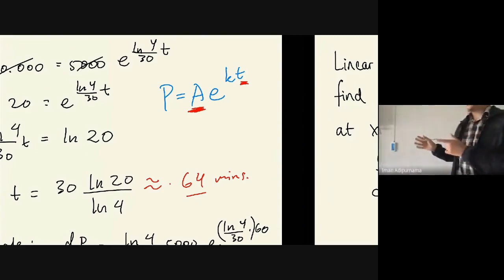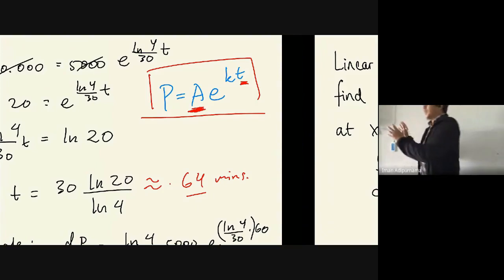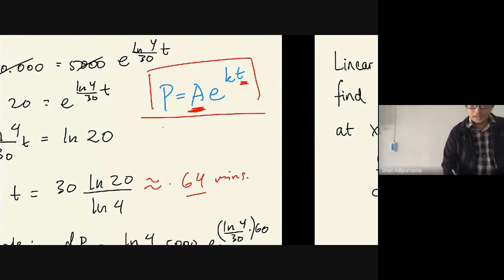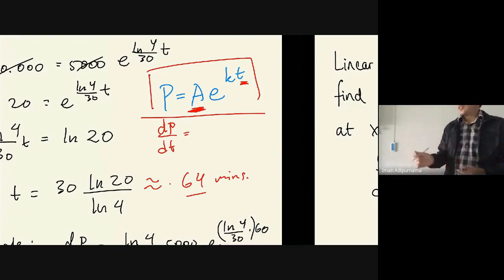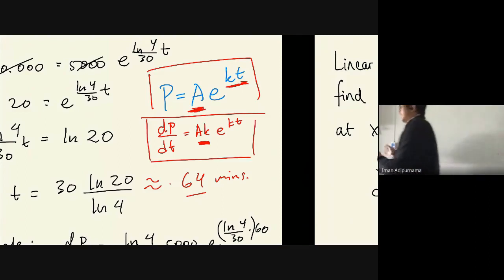Maybe it's asking the t, maybe it's asking the number. It can be both. It depends on the question, but this is basically your original function. And when you are asking the rate, you just derive the p, it becomes dp over dt, and derive the e. E you can derive, so this k can come up front, and it's still here. And this will be a new constant, and you can practically calculate the rate of change.